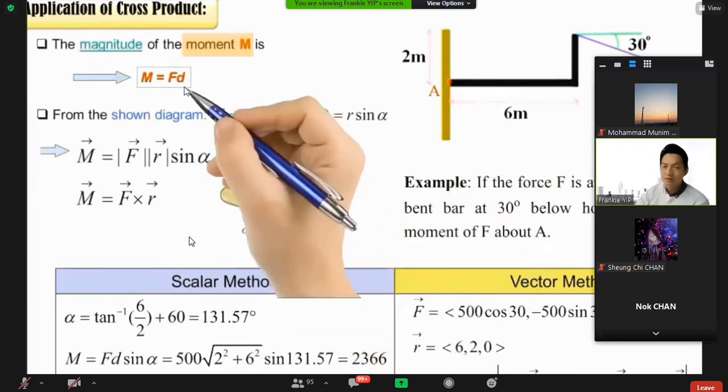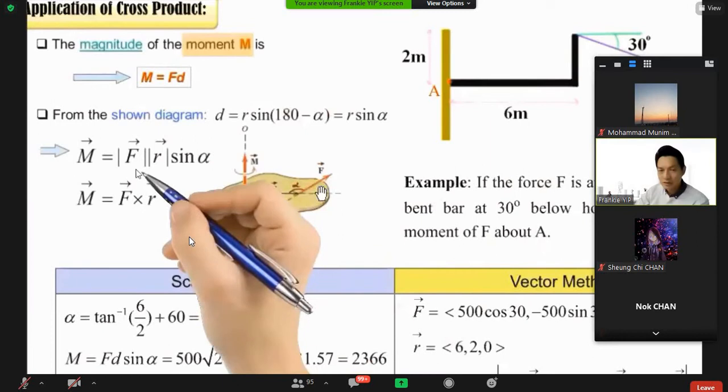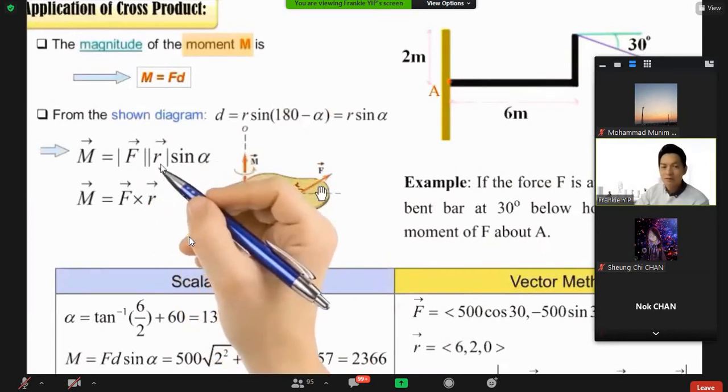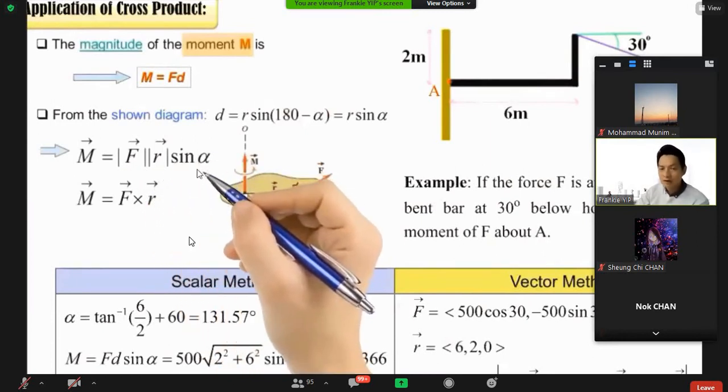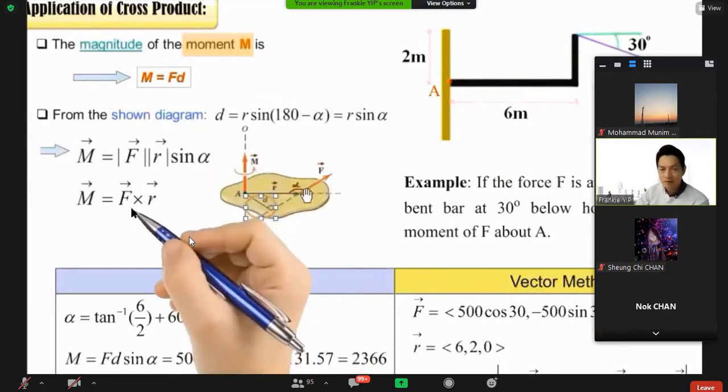So in order to find the moment, what we need to do is take the F value and then times the D, right? The D can be represented by R sine alpha. Can you see that? F magnitude, R magnitude, sine alpha. It exactly equals what? The magnitude of F cross R. F cross R. Got it?